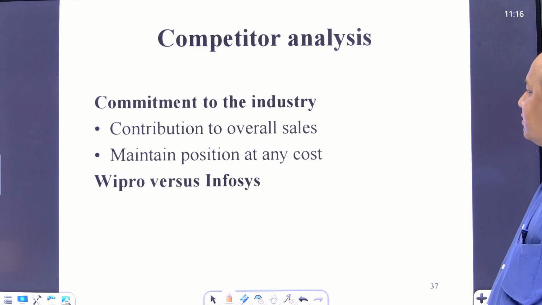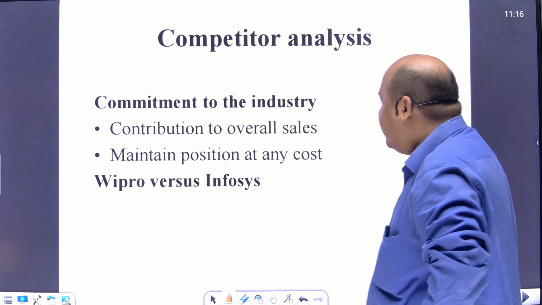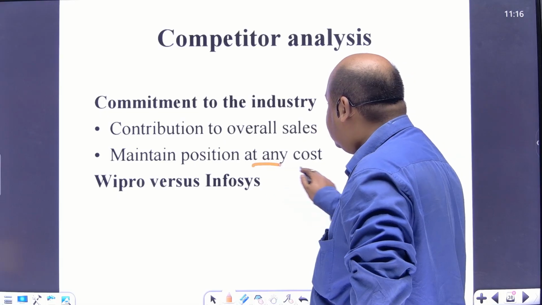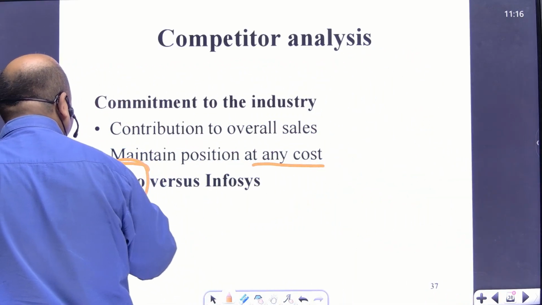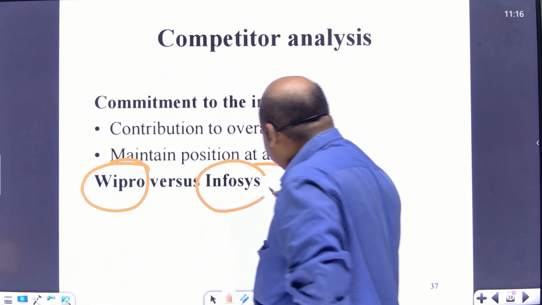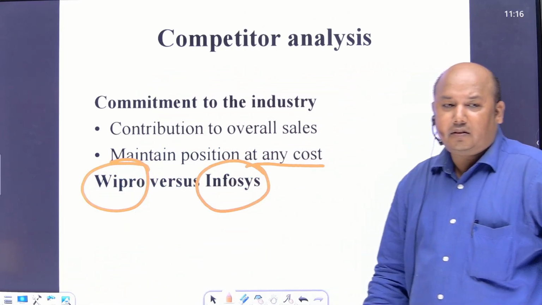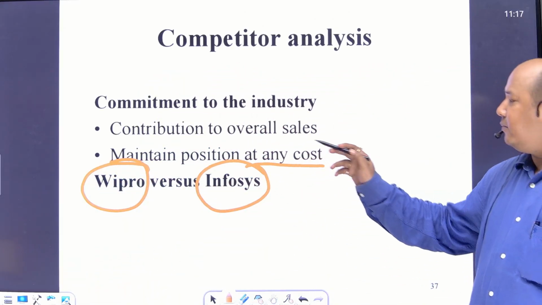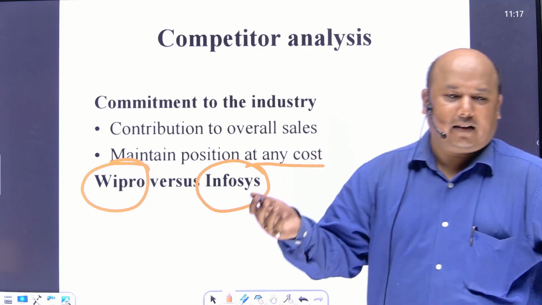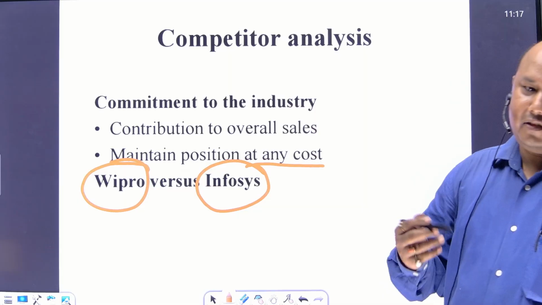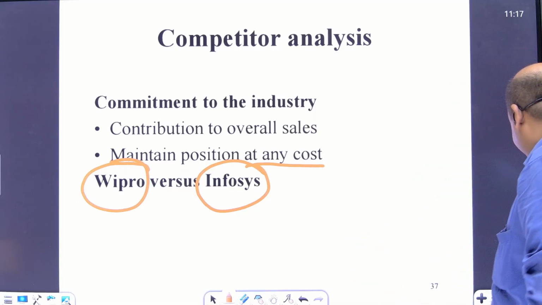Competition and commitment to the industry: contribution to overall sales, maintain position at any cost. For example, Wipro, that is Azim Premji, and Infosys, Narayan Murthy. So these are the ones who maintain position at any cost. They are the market leaders, and they want to become the market leader, whether Wipro is there or Infosys is there.